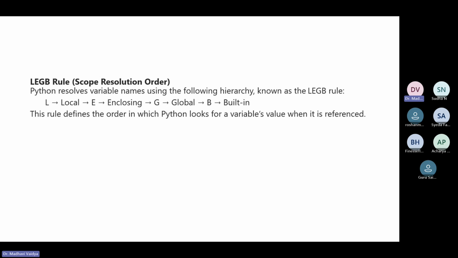So the rule is like this. Firstly, the local would be taken care of. Local means inside that function or inside that loop. Then enclosing, then global, and then built-in. So there is the LEGB rule.